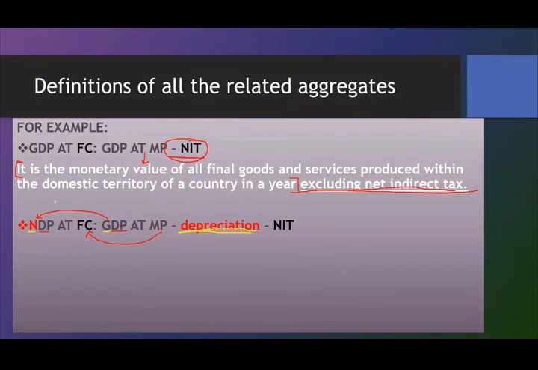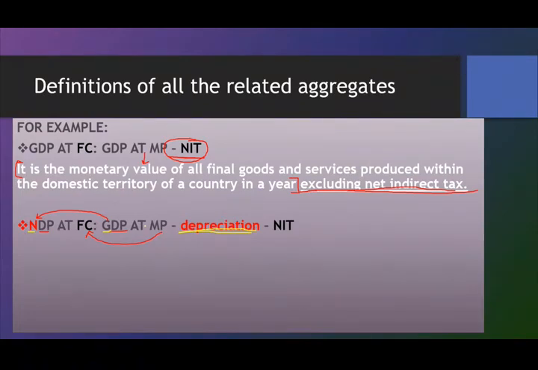So from broad to narrow, if you have to move, you have to deduct. That is why the deduction is done. The depreciation is deducted as we have to move from gross to net. So gross is the broader concept, net is the narrow concept. From broad to narrow, that is why we have deducted depreciation from GDP at MP.